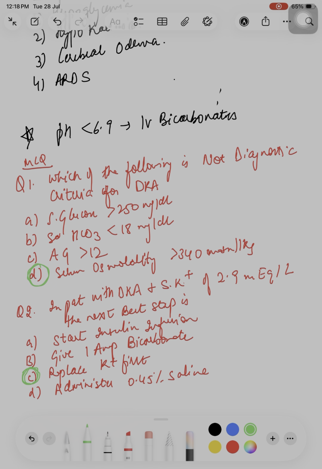At the end, I will say DKA is not just an exam question, it's a life-threatening emergency that every healthcare professional should recognize and manage confidently. I hope you understood diabetic ketoacidosis.